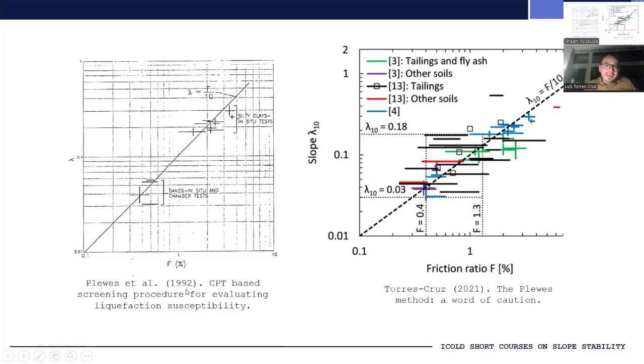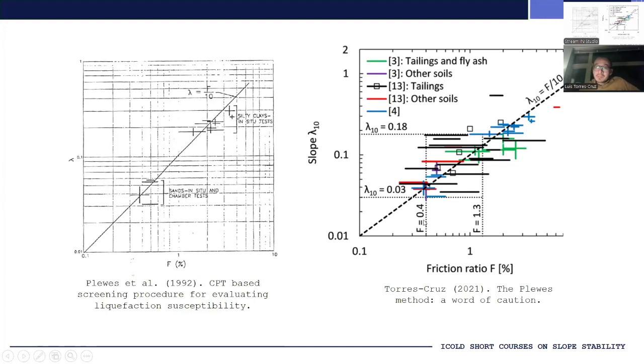However, this was back in 1992, and since then more and more data became available. Here on the right-hand side, I am showing a compilation of data published in 2021. With the more data we collect, two things we have to say. Firstly, the data continues to cluster around the initial correlation, so that is a good thing. However, the second thing that we have to notice is that the scatter is quite significant.